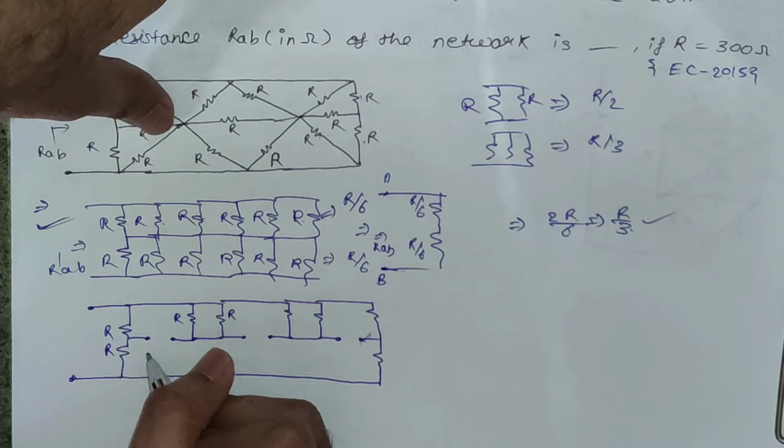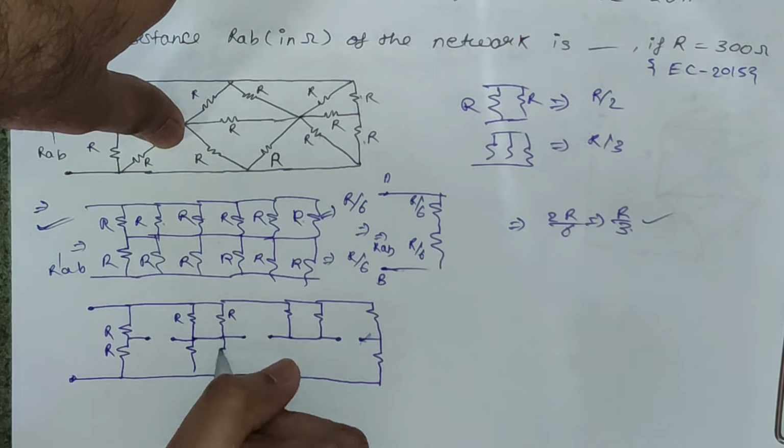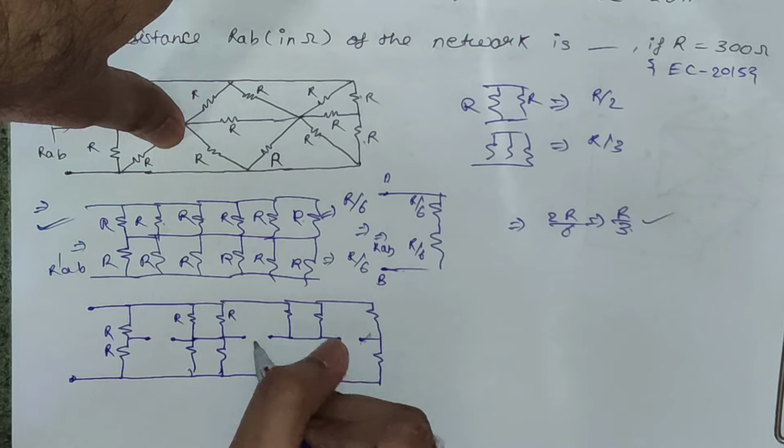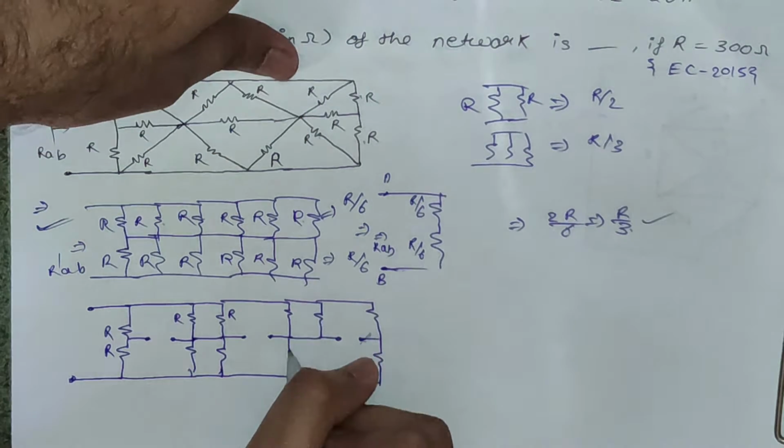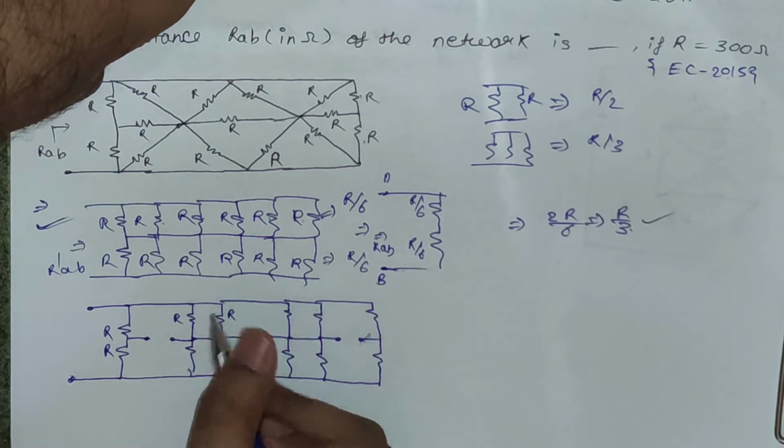So we completed this R. Now we have remaining this 2R. These two resistances are also parallel. Similarly, we have opened this path, these two resistances. So this is our modified circuit.